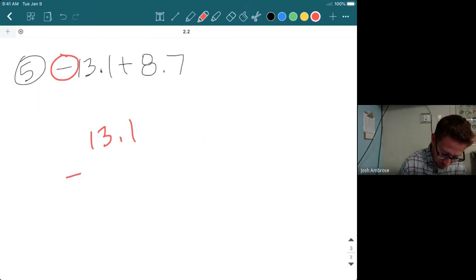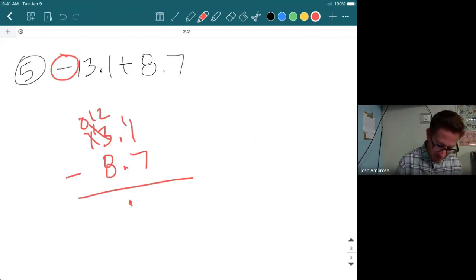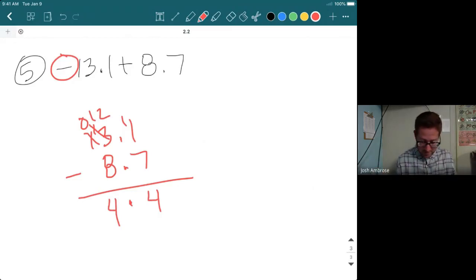13.1 minus 8.7. All right, got to walk through all the basics here. Got to borrow, make it 13. Got to borrow, got to make it 12. Got to make that 11. Okay, don't forget, drop down your decimal here into your answer. So you got the perfect straight up and down. 11 minus 7. There's 4. 12 minus 8. There's another 4. And we have a 0, so that's not going to do anything.